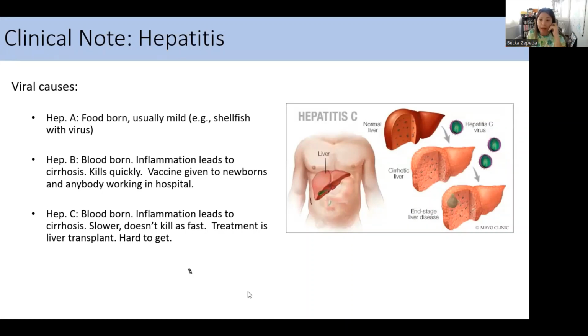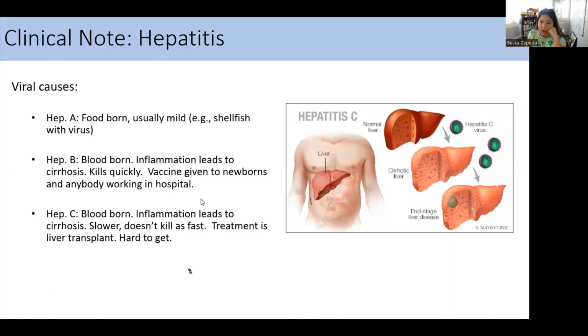Okay, so next we're going to talk about hepatitis. There are many different types of hepatitis. We're going to focus just on A, B, and C, and some non-viral causes of hepatitis as well. Anytime you see "itis," it means inflammation of. So hepatitis is inflammation of the liver.